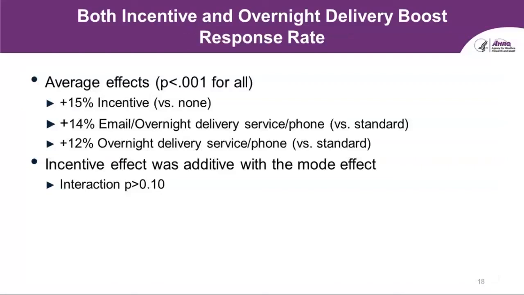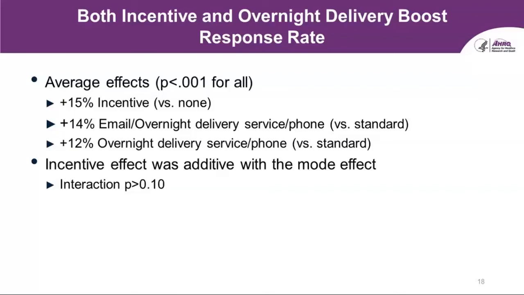And what we found was that each of row 2 and row 3 helped, and also the incentive helped. Let me say a little bit more about that. So across the whole design, on average, the incentive increased the response rate by about 15 percentage points versus not having an incentive. Secondly, if you compare the overnight delivery service to the U.S. Postal Service with telephone follow-up of each, you get about another 12 percentage points for the overnight delivery service.